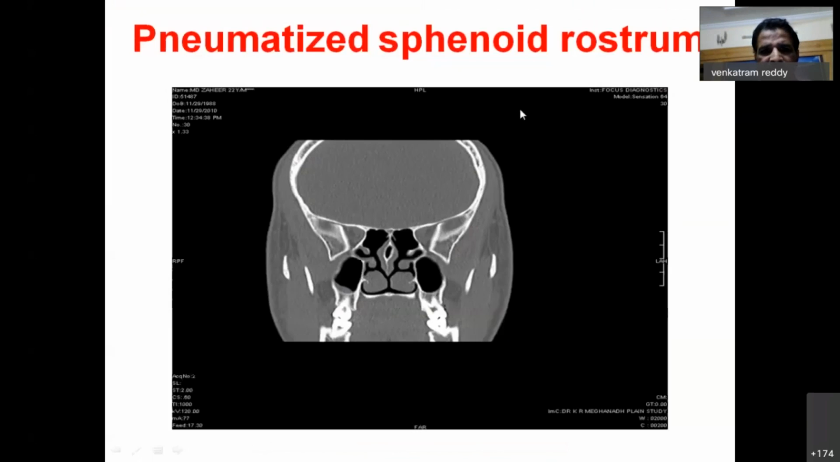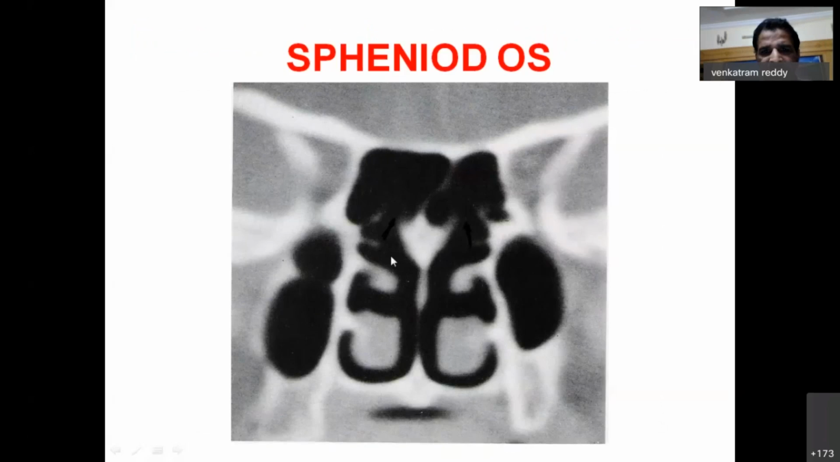Now you can see this is the rostrum of the sphenoid where it got pneumatized. These are the two posterior ethmoidal cells. The rostrum is coming, and beyond the rostrum you can get into the sphenoid sinus. These are pneumatization of the rostrum. Now you can see these are the black lines. This is the ostium of the sphenoid sinus, sphenoid ostium, and this is the rostrum.